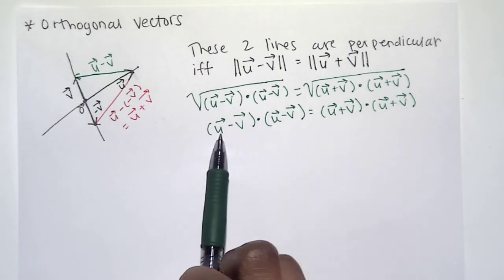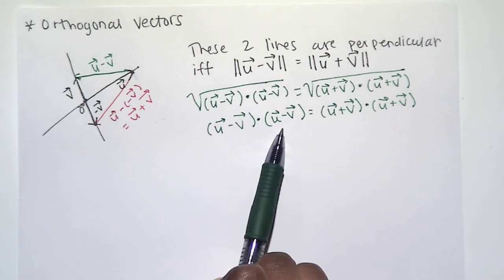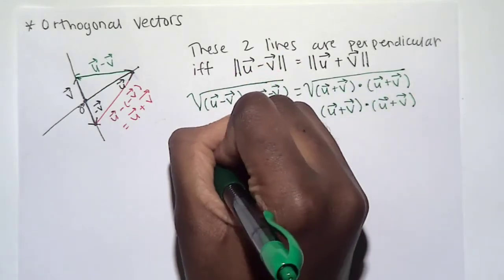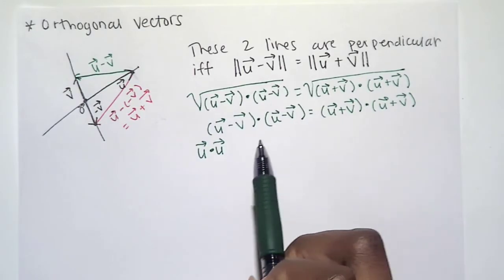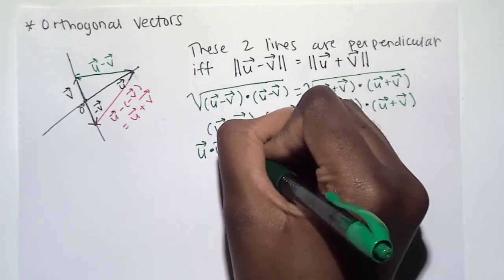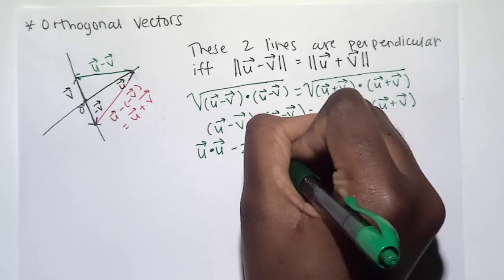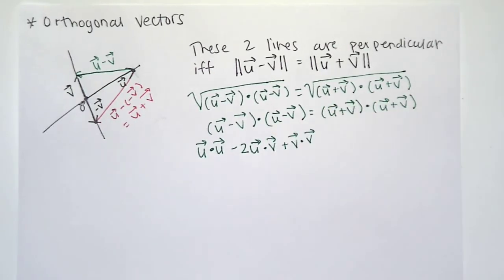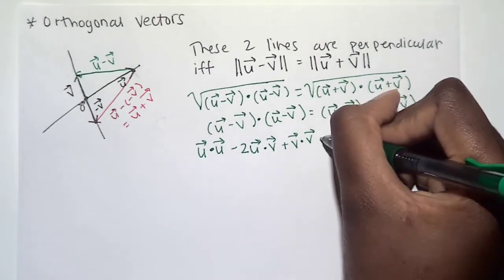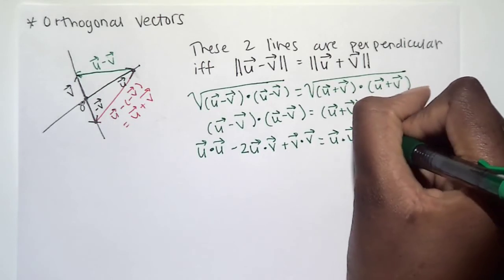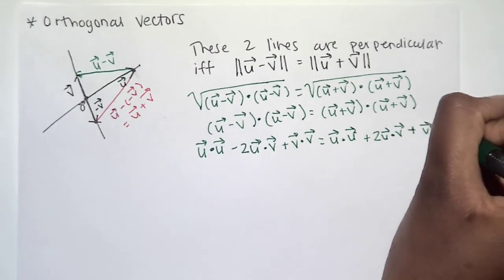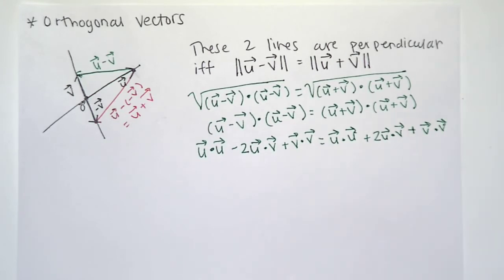Okay, so if we're going to do u minus v dot product with u minus v, we're going to kind of FOIL it all out. So we're going to have u dot u, then we're going to do minus 2 of u dot v plus v dot v. So we just foil it out using the dot product. We're going to do the same on the right side. All right, so notice we got some same things on both sides.